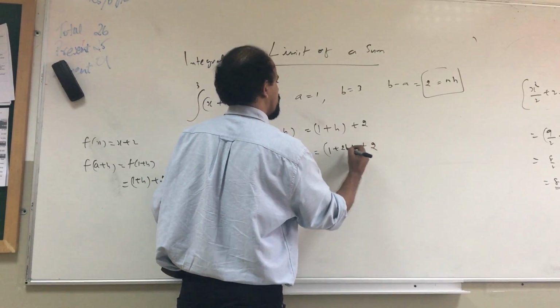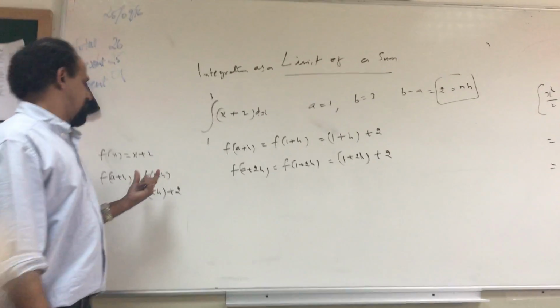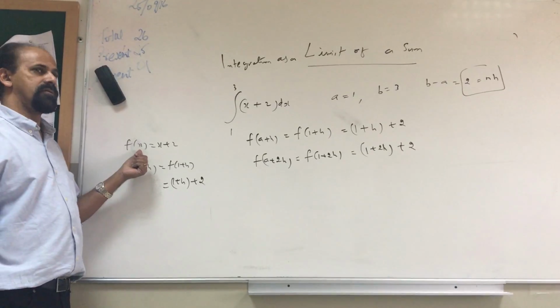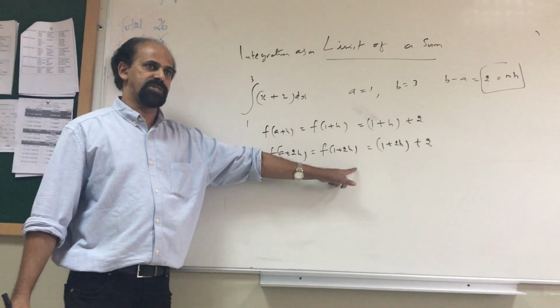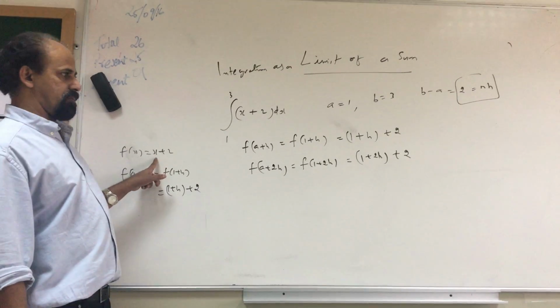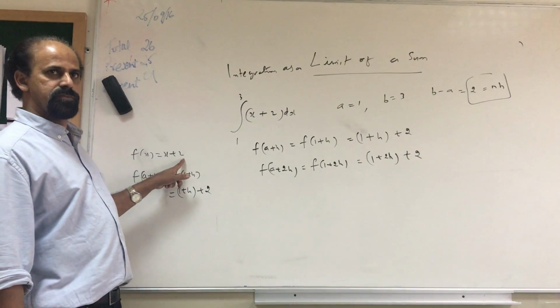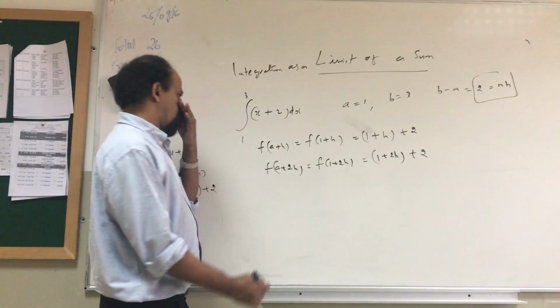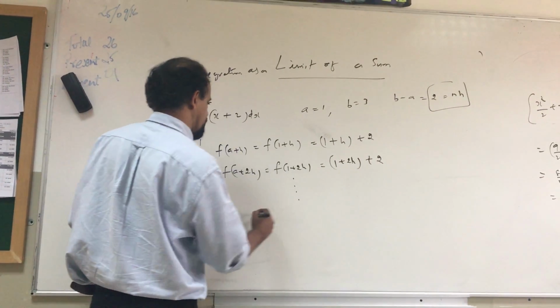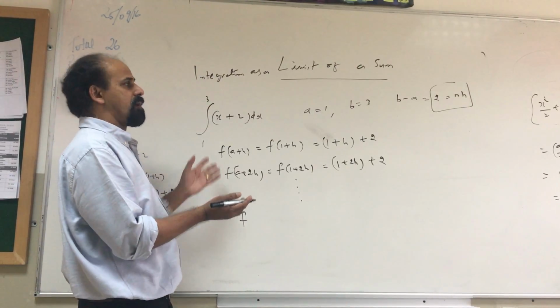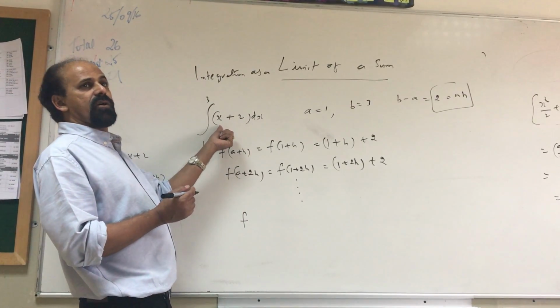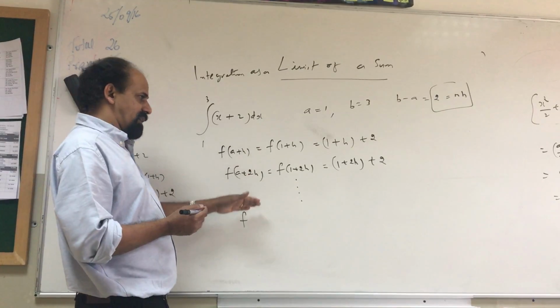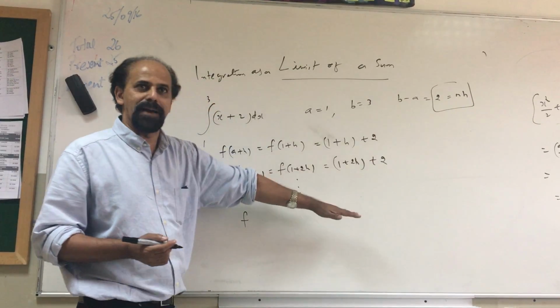I'm not sure whether you are following it. I'm replacing my x as now 1 plus 2h. What is my x? 1 plus 2h plus 2. Fine? Now, if you continue like this, you're not writing anything more. Maybe if the question has an x square, then it's better to write a third term also to get the pattern properly.